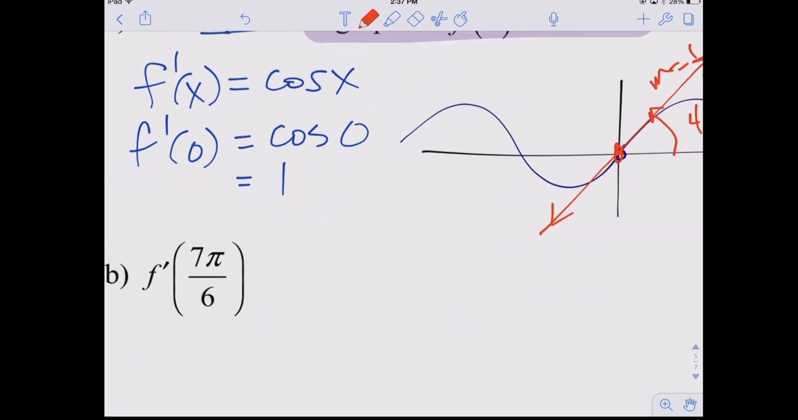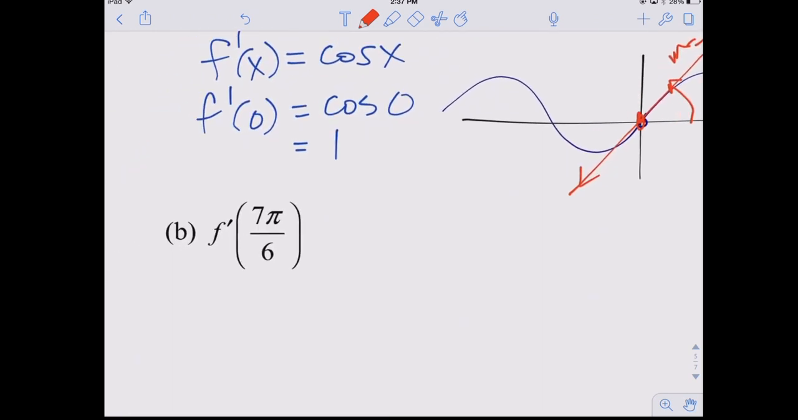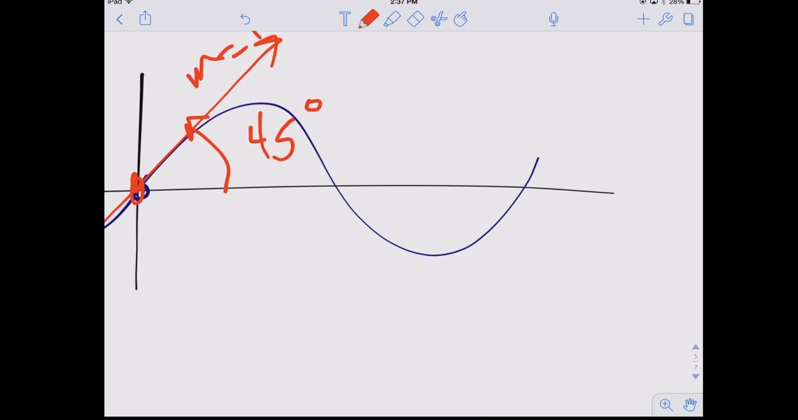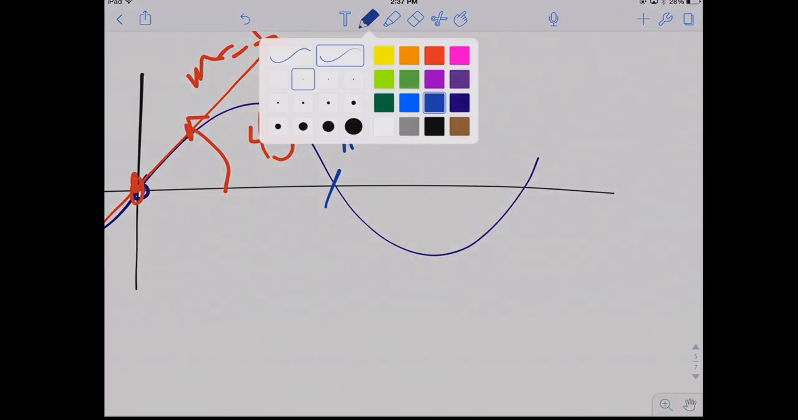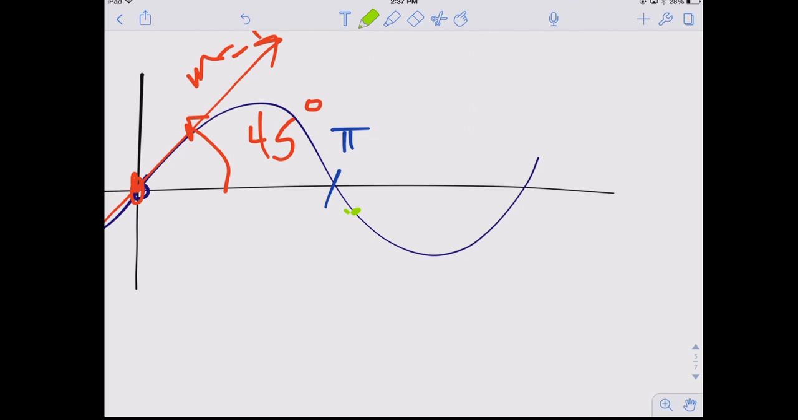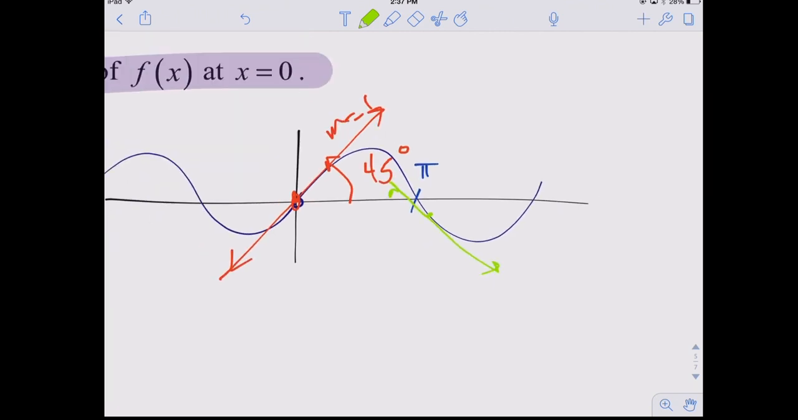Okay, f prime of 7 pi over 6. What does that mean graphically? It's the slope of the graph at 7 pi over 6. Let's see on the graph. Here's pi. Where does 7 pi over 6 live in relation to pi? To the left or to the right? Just to the right. So it's going to be right around here. It's going to be a negative slope. And we want to know exactly how fast the graph is changing there.